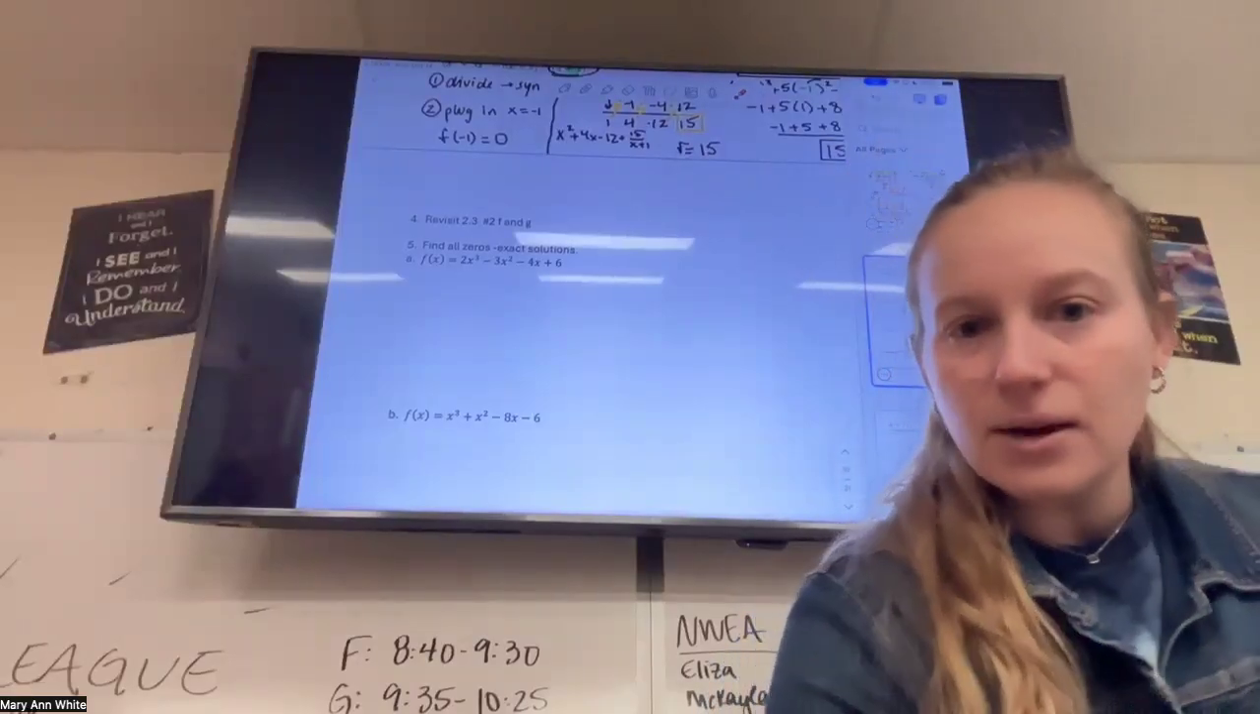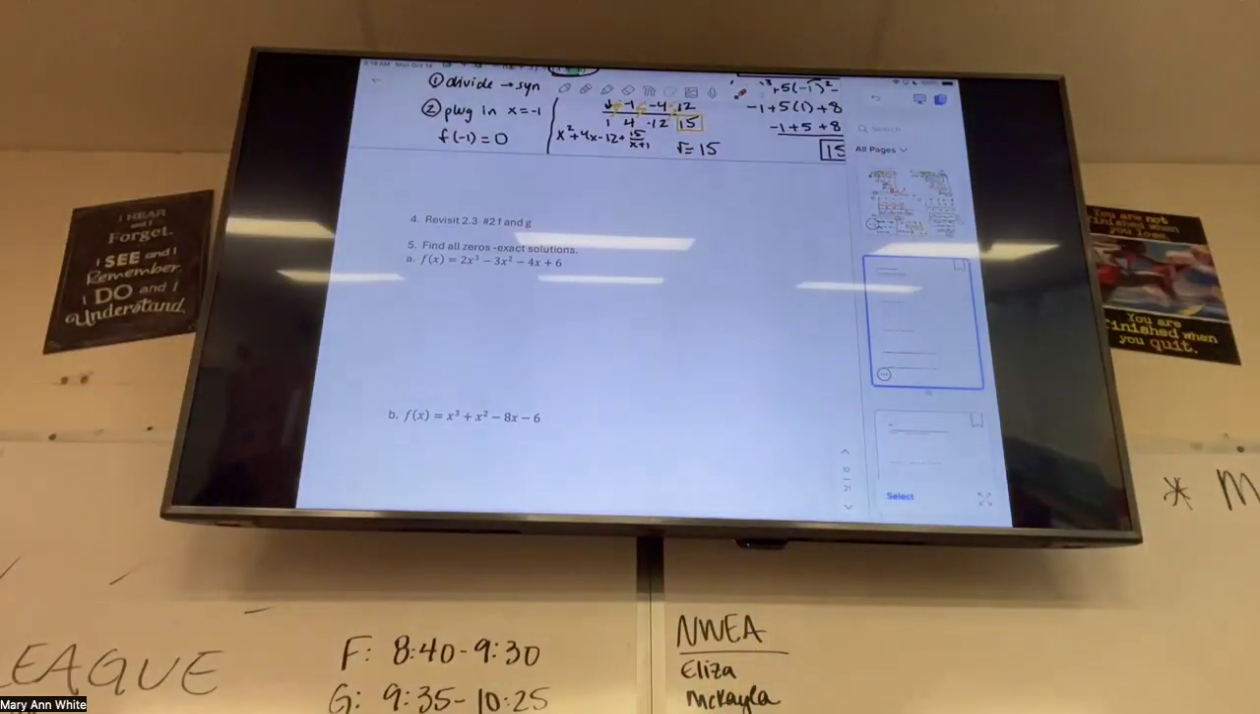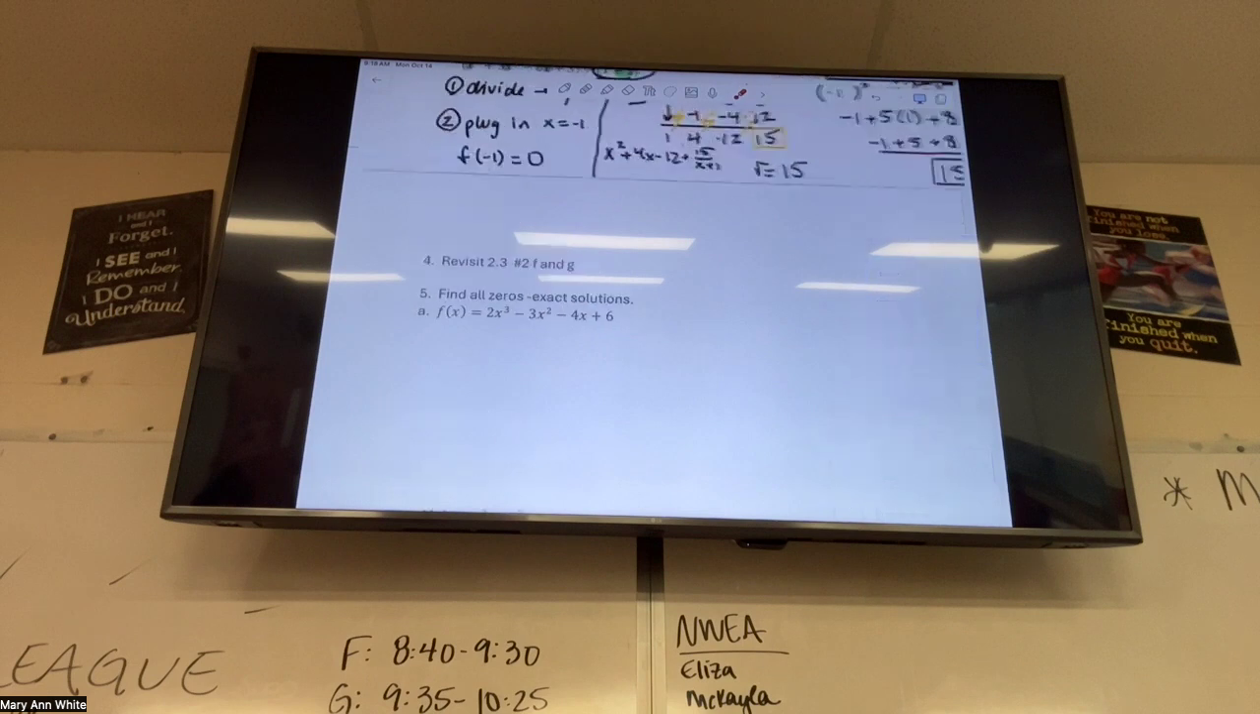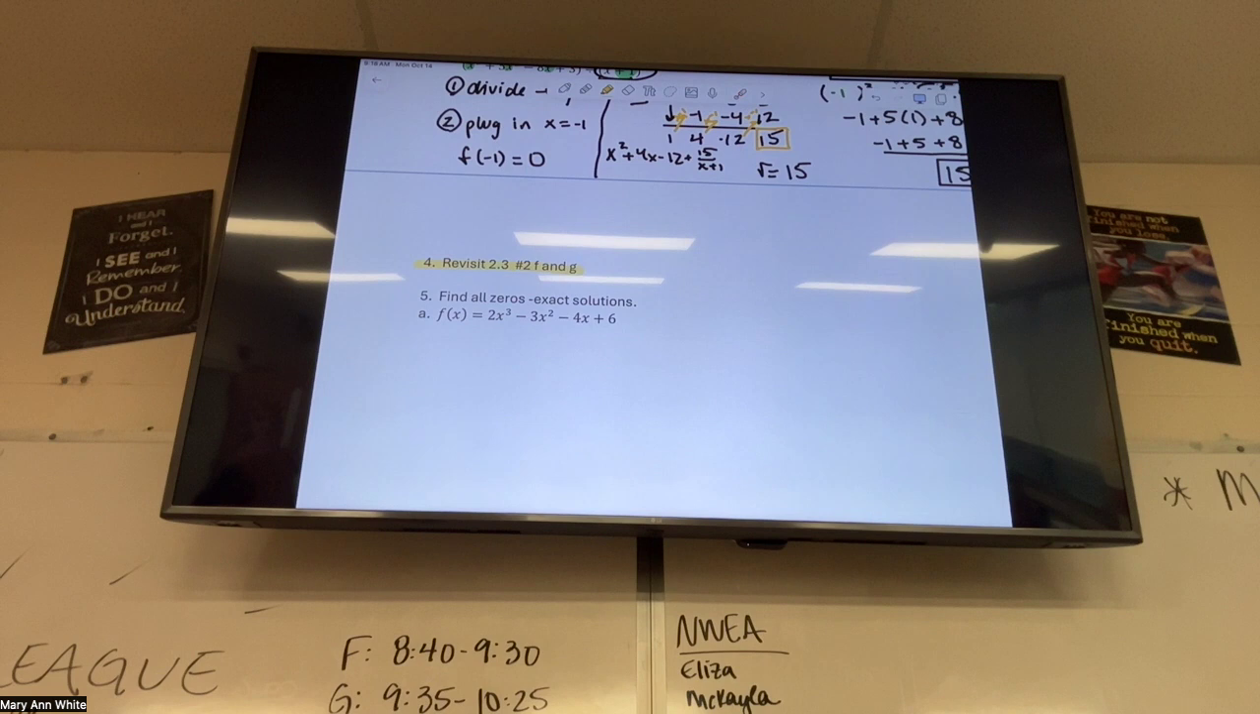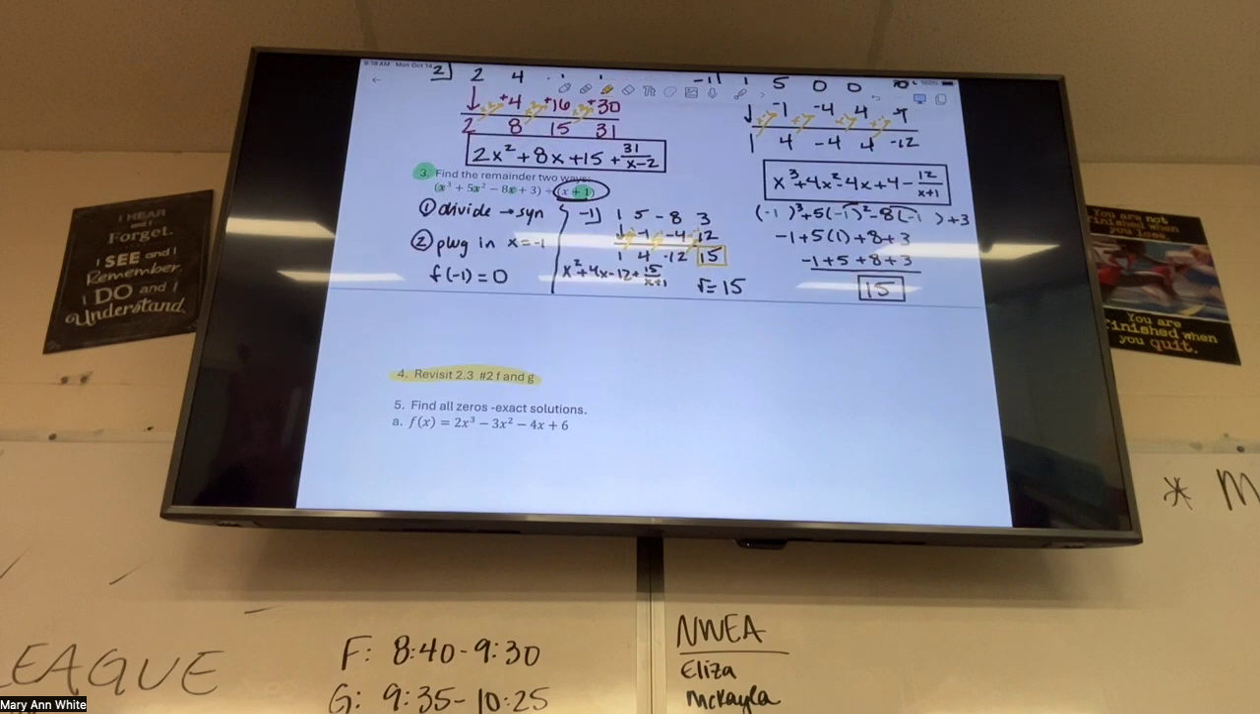So in just the few minutes that we have, we'll see how much of 2-4 we can get through. And so we will come back. We'll probably do this tomorrow just for sake of time. We'll revisit those problems on the last section. But here we are worrying about finding all my zeros, and it wants exact solutions. Last thing we talked about was our remainder.